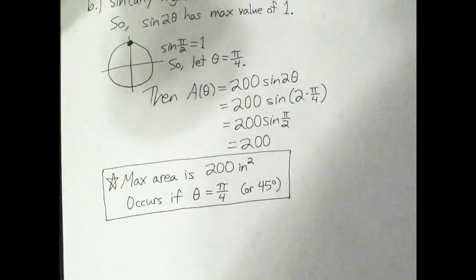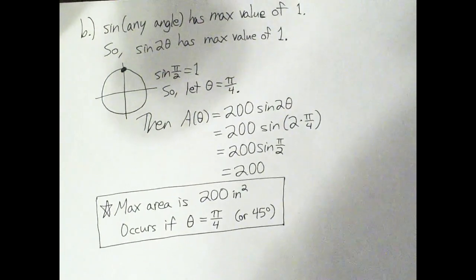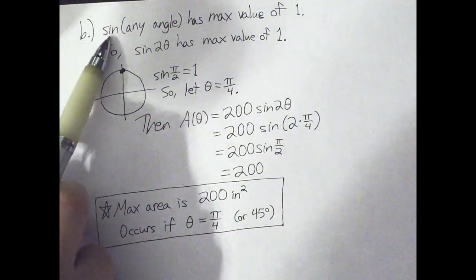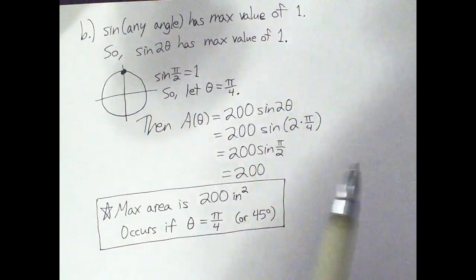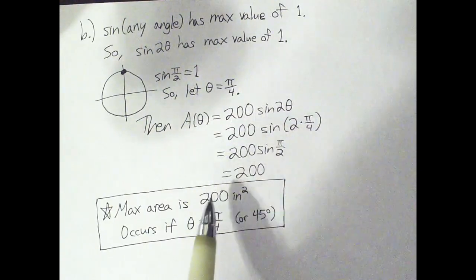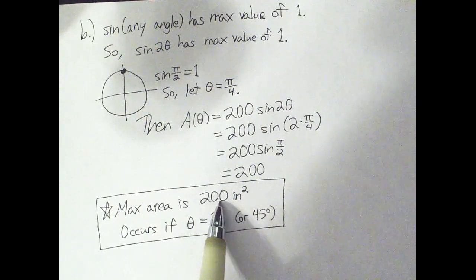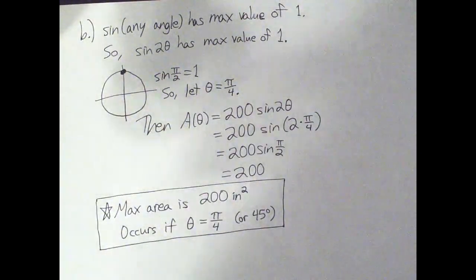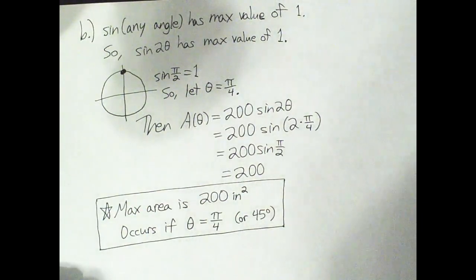So part B actually used the observation that we know the maximum value of sine is 1. As soon as you know the area formula is 200 times sine, you know that the maximum area is going to be 200 times 1. So this actually told us the most efficient way to cut this log.